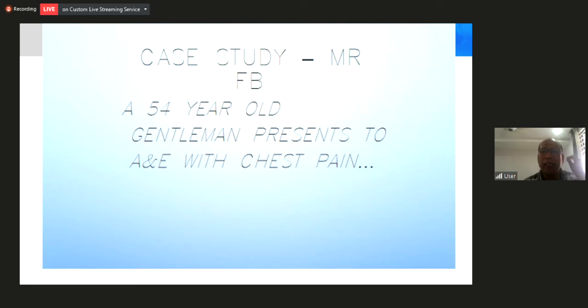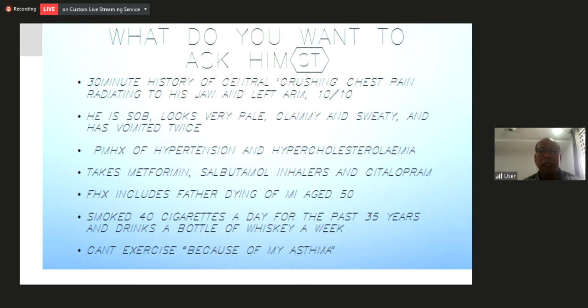So this is a case study: a 54-year-old gentleman presents to A&E with chest pain. Next. ECG changes. So 30 minutes, what will you ask the patient? Definitely you ask about the chest pain. This patient is having chest pain for 30 minutes, central location, crushing in nature, related to the jaw, and the score is about 10/10. The patient has shortness of breath, looks very pale, clammy, and sweating, and vomited twice.